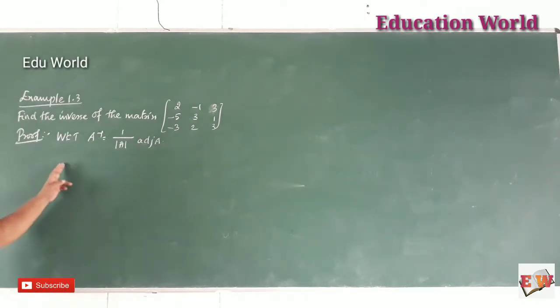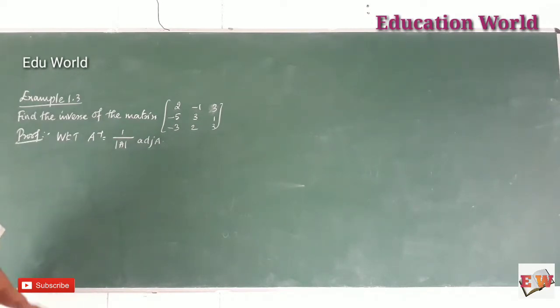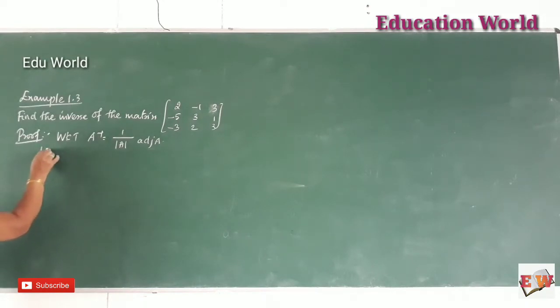We know that A inverse is equal to 1 by determinant of A into adjoint A. So first we have to find the value of determinant of A and adjoint A. Then we have to apply these two values in the given formula. Okay, so first I am going to find the determinant of A. Already you know very well how to find the determinant of A.